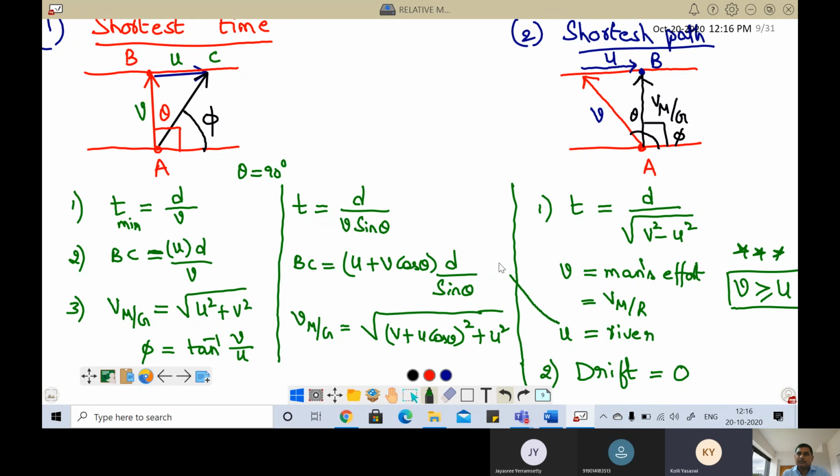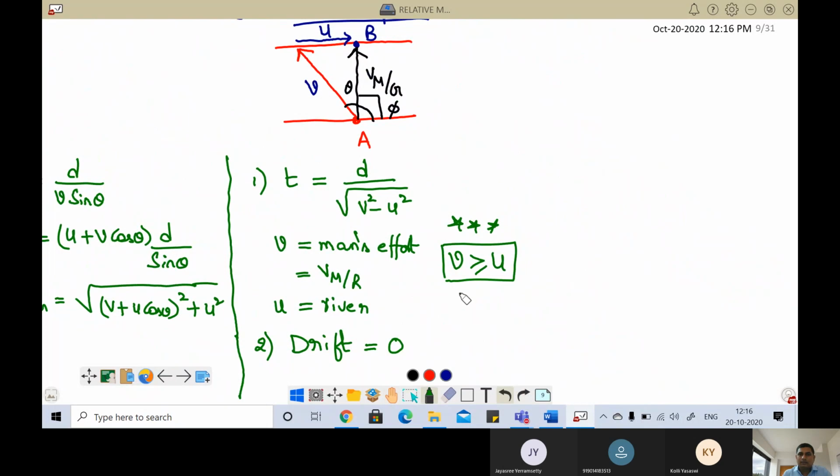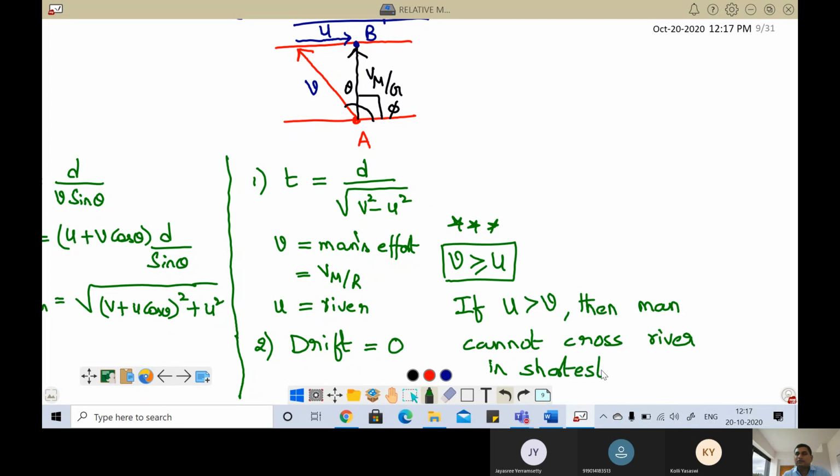That point I'll also write here: if river velocity is greater than man's velocity, then man cannot cross the river in the shortest path. He will cross the river, but he will not cross it in the shortest path. That means he will never reach B.